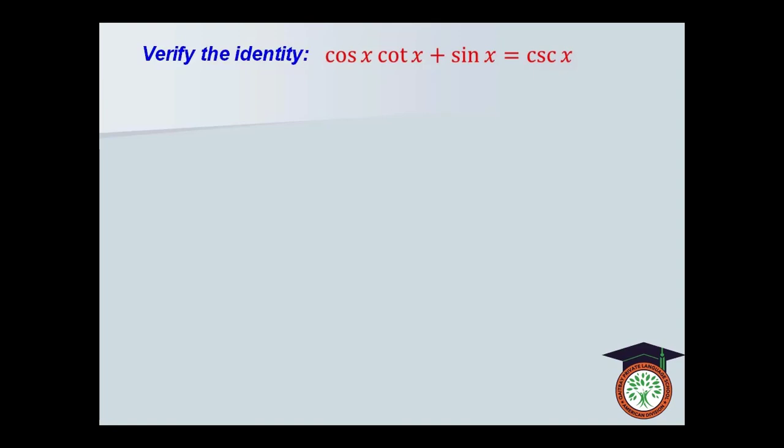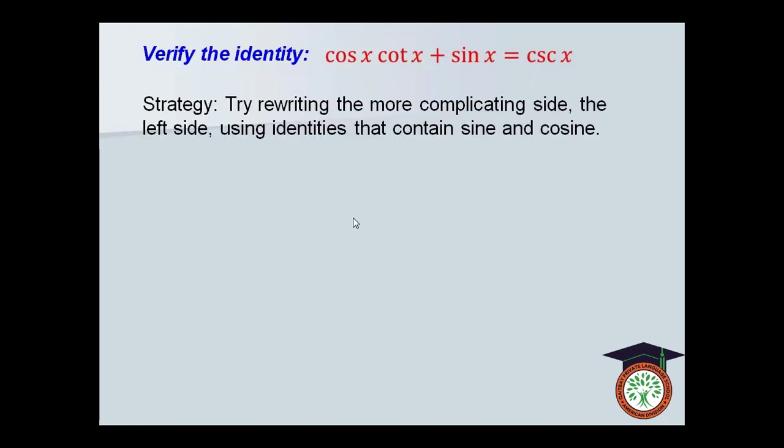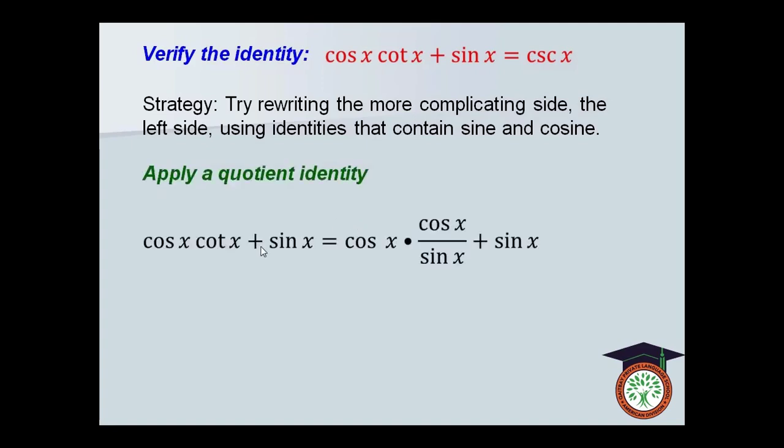Okay, let's check the answer together. Of course, I will start here with the left side. So cosine x, cotan x plus sine x. Of course, cosine x, I wrote it as it is. Cotan x equals cosine over sine, plus sine x as it is.